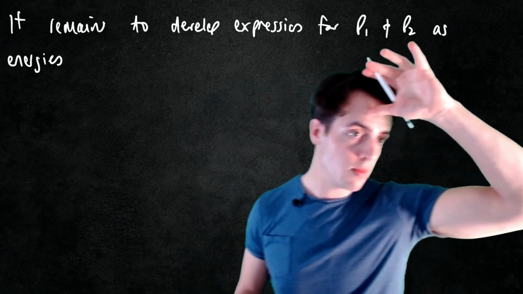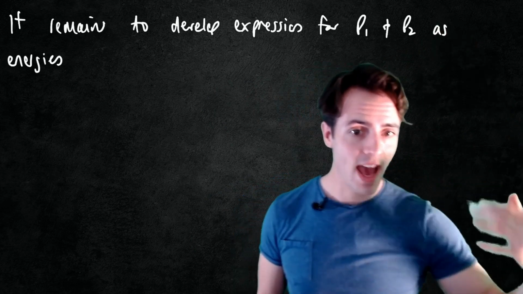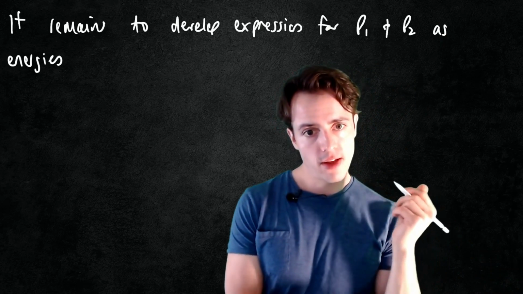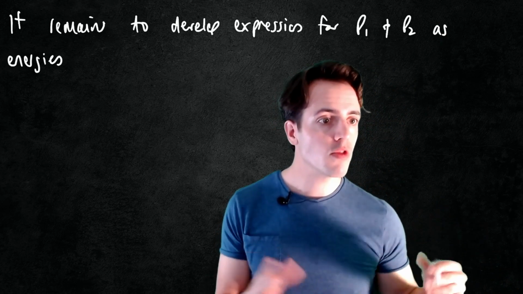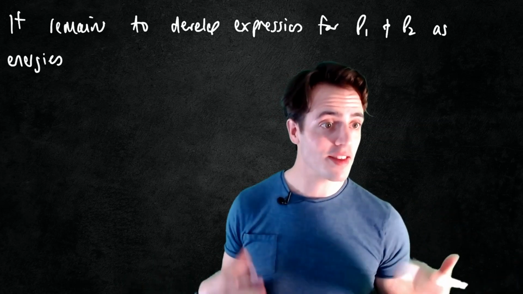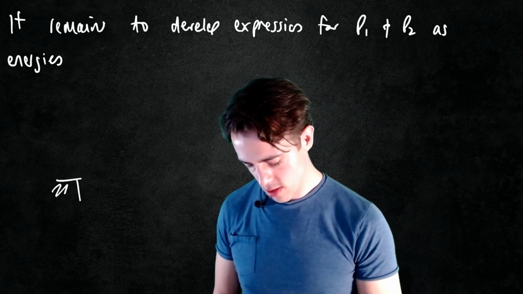So we need these expressions for P1 and P2, which is what I've called them above, as energies. Okay, so we're going to imagine now that displacements Q1 and Q2 are moved by a small arbitrary infinitesimal amount, and we know what that is. That's a virtual displacement. So let's draw the whole structure again.